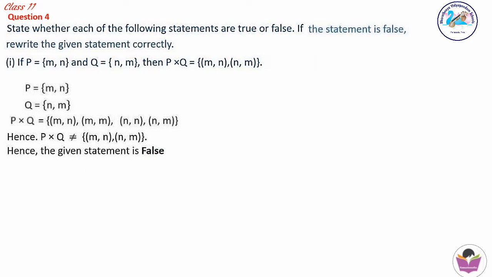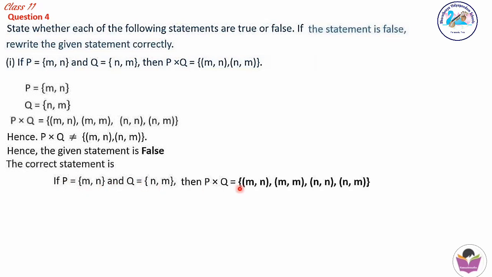If the statement is false, we have to rewrite the given statement correctly. We have calculated it clearly, so let's write it. The correct statement is: if P is equal to M, N and Q is equal to N, M, then P cross Q will be the set of these pairs, that is M, N, M, M, N, N and N, M.